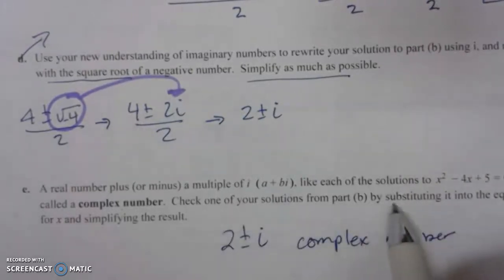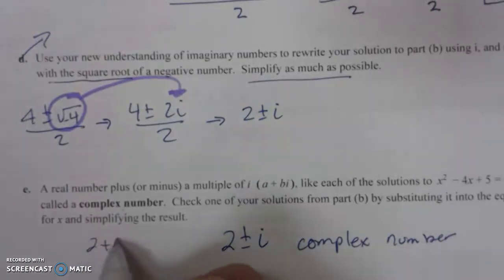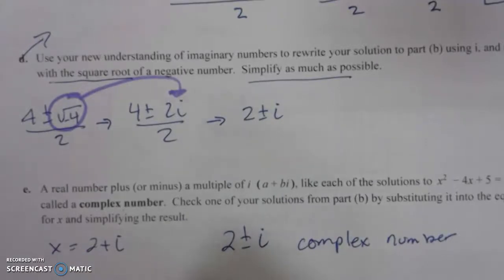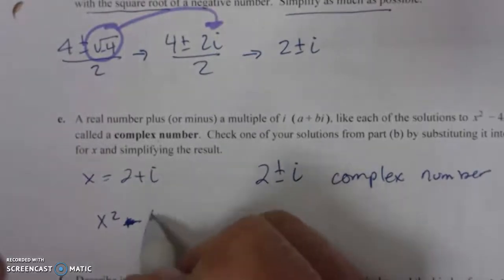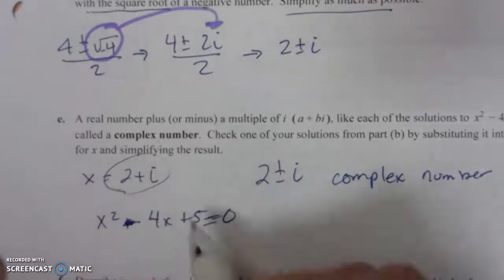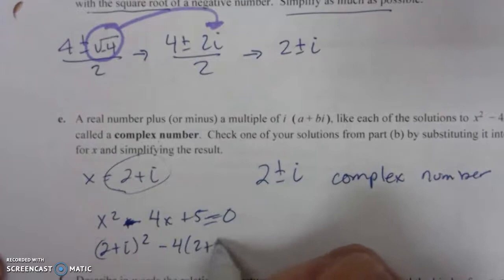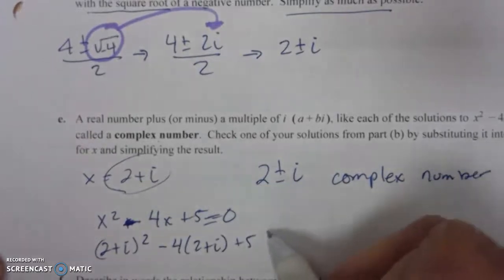Check one of your solutions for part B by substituting it into the equation for x and simplifying the result. All right, so what they're saying is we're going to take, let's say, 2 plus i. 2 plus i equals our x. And if our equation was x squared minus 4x plus 5 equals 0, let's go ahead and substitute this in. We're going to get 2 plus i squared minus 4 times 2 plus i plus 5.